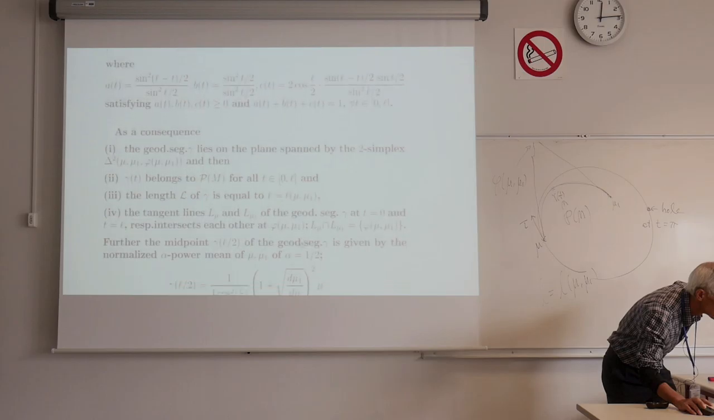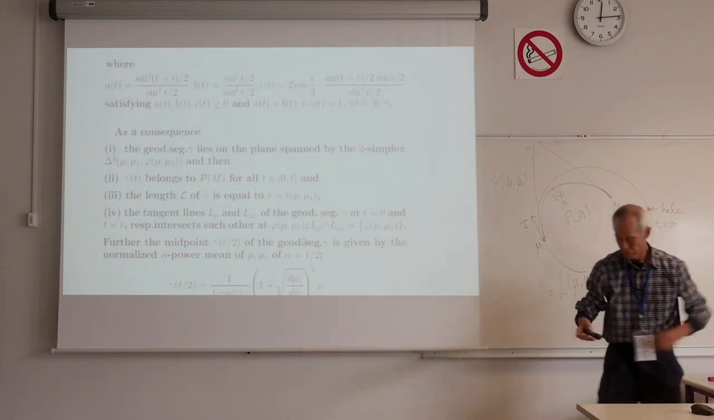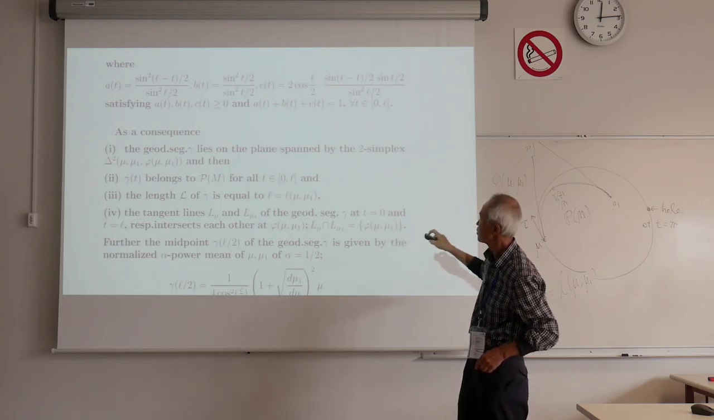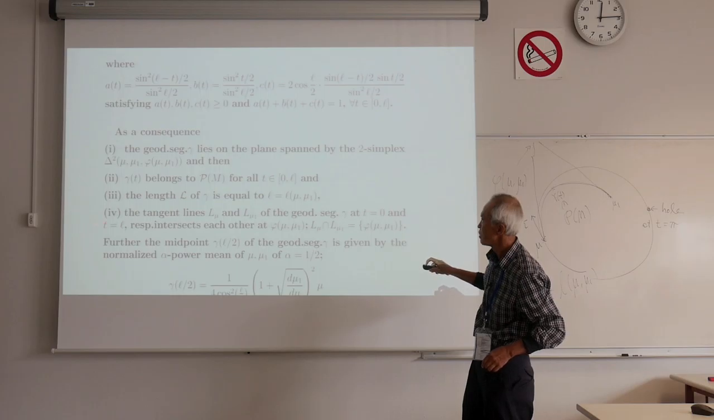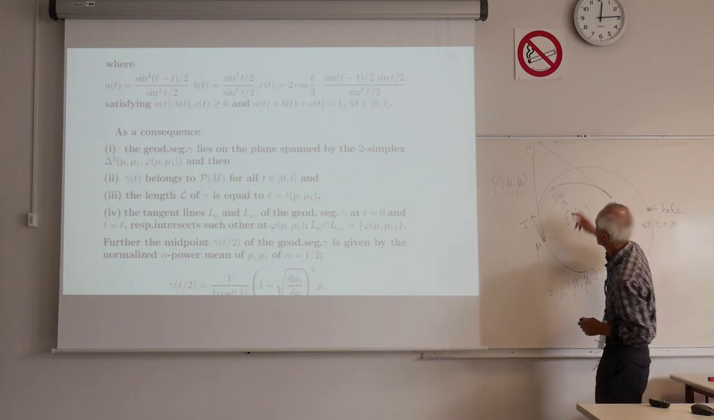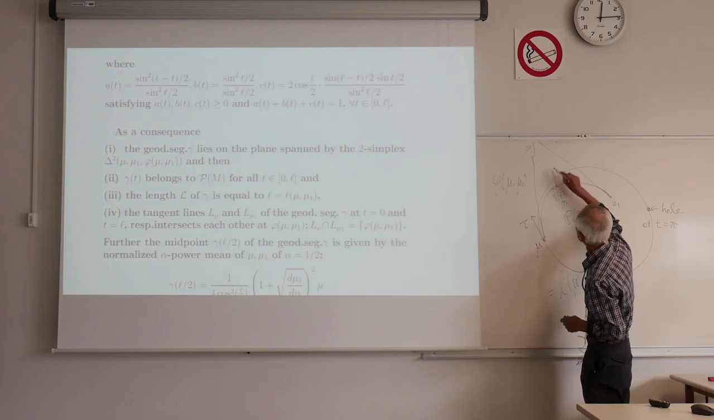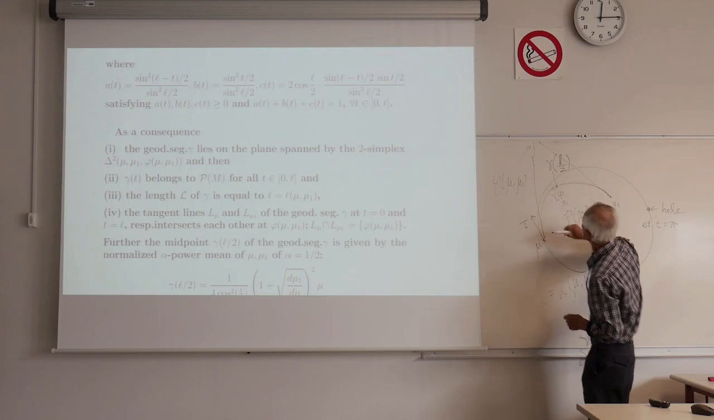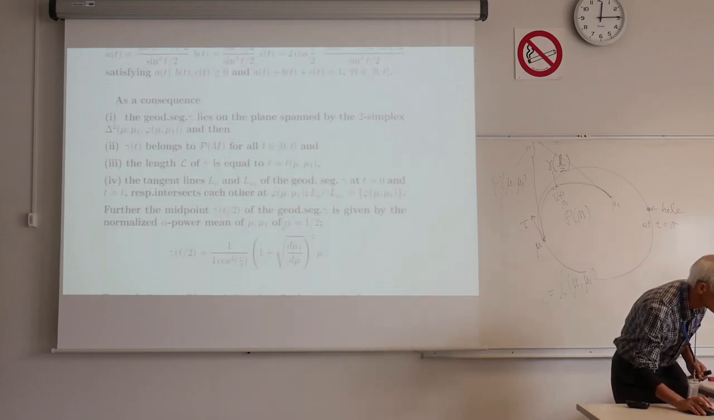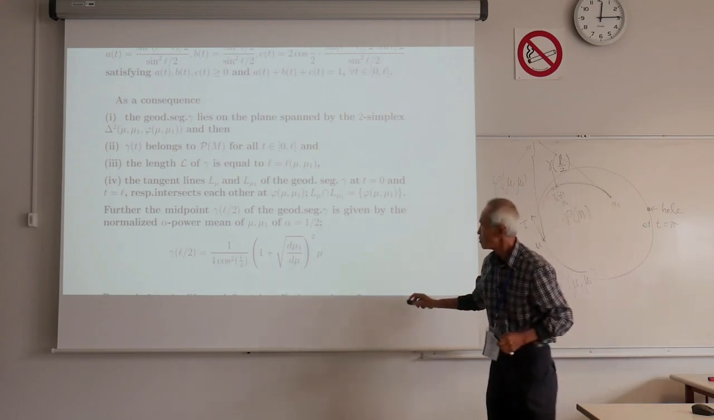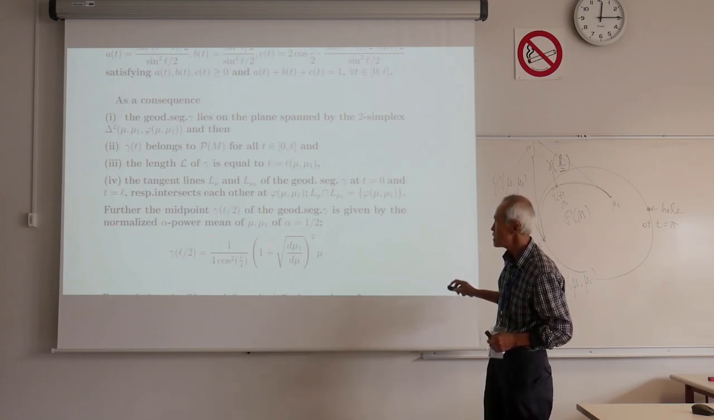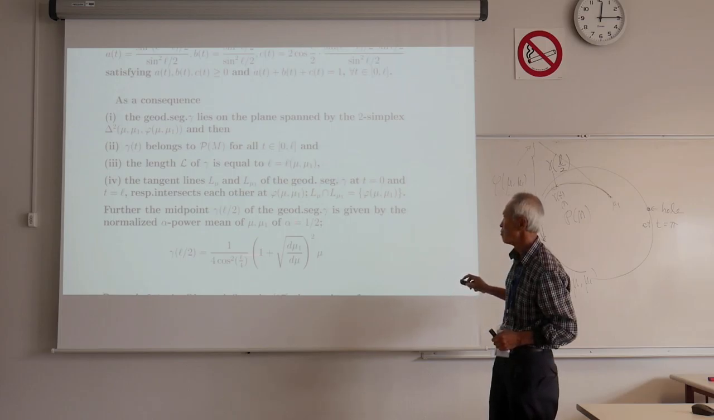So this theorem 2.3 gives what I've said: the first statement, second statement, third statement, and fourth statement. But further, if you take a midpoint here, then it is given by this one. Good, so the midpoint is given by this one.